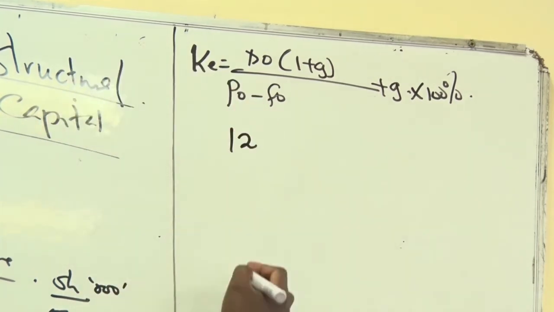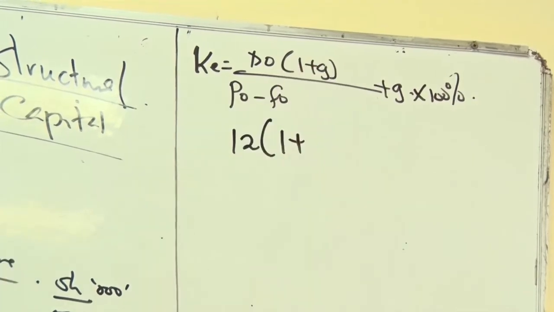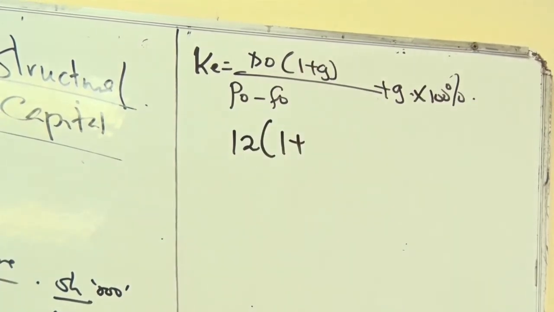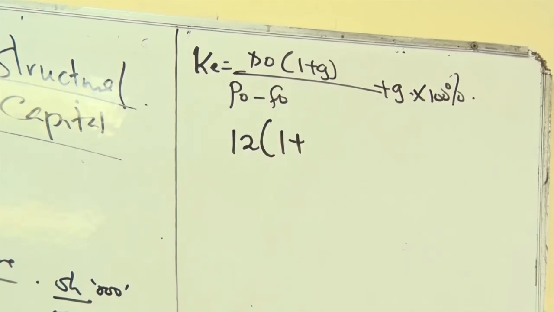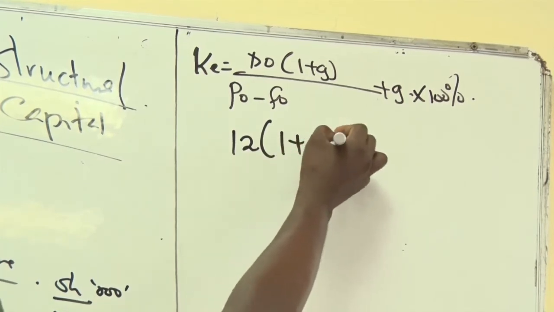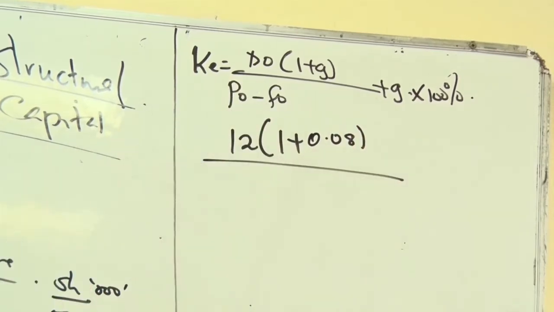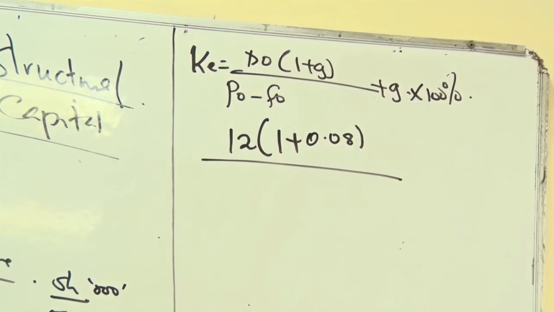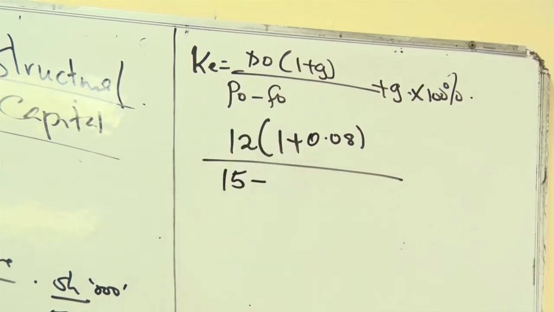Now you put 12 into 1 plus G. What is G? They are saying a dividend of 12 with a growth rate of 8%. So 8% is the same as 8 over 100, which is 0.08, all over PO, the current price. We are given the current price of 15 shillings. So 15 minus FO.